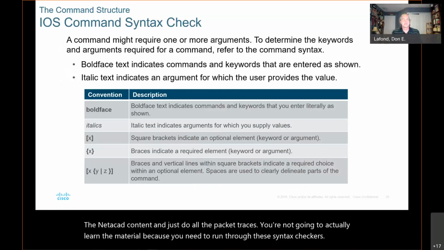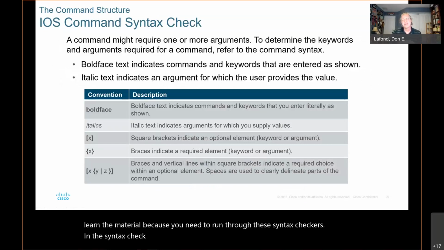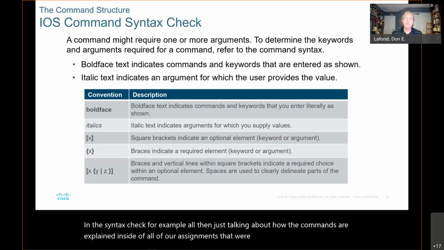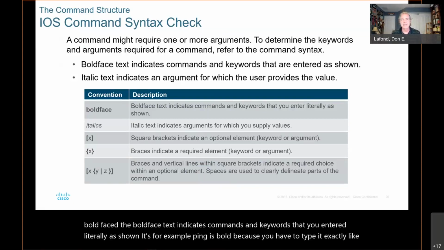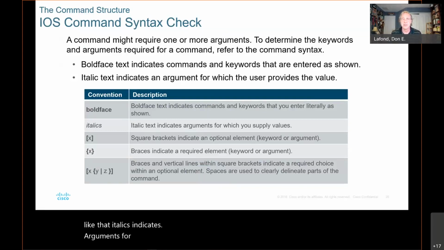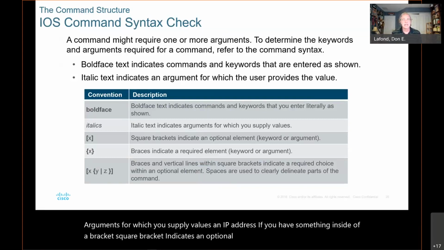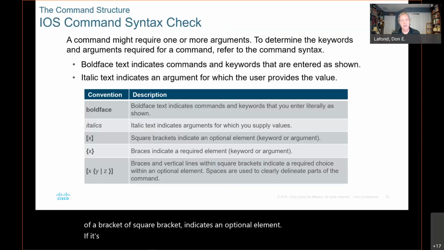In the syntax check, for example, they're just talking about how the commands are explained inside of all of our assignments that we're going to do this course. So if it's boldface, the boldface text indicates commands and keywords that you enter literally as shown. For example, ping is bold because you have to type it exactly like that. Italics indicates arguments for which you supply values, like an IP address. If you have something inside of a square bracket, it indicates an optional element. If it's inside of a brace, it indicates a required element.